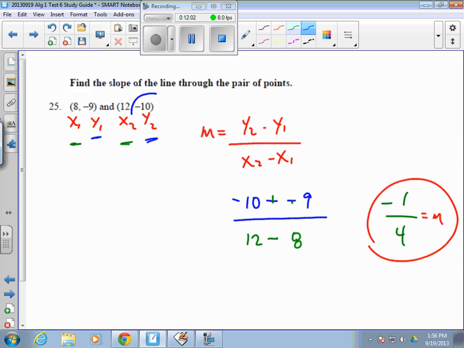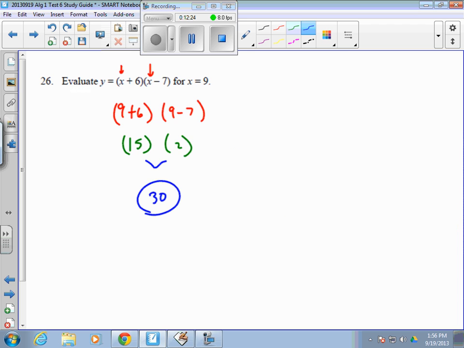So y sub 2 is negative 10. Just plug that one in first. Minus y sub 1. Minus a negative means plus 9. And then x sub 2 is 12, minus x sub 1 is 8. So negative 10 plus 9 is negative 1, and 12 minus 8 is positive 4. So the slope of that one is negative 1 over 4.